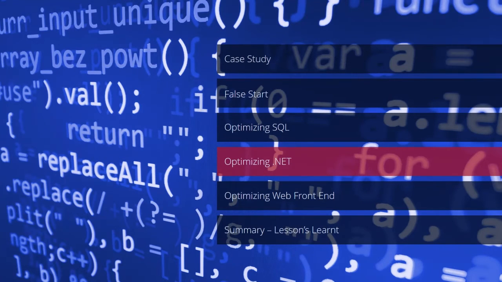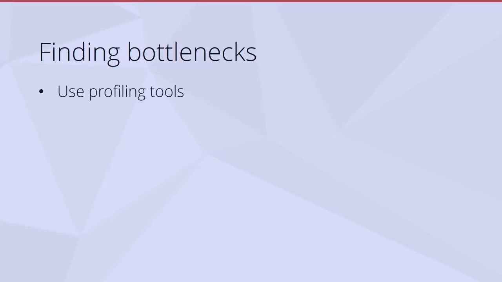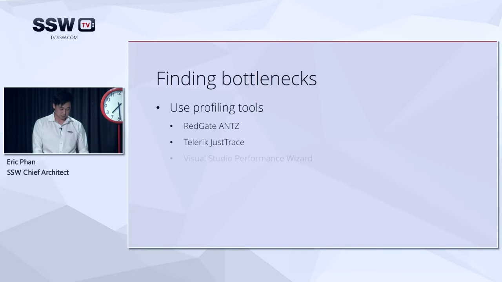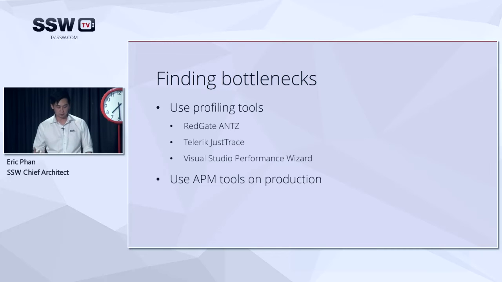Okay, so then we've got the whole .NET side of things to look at as well. So finding bottlenecks in .NET, you've got your profiling tools. Redgate has Ants Profiler, Telerik has JustTrace, Microsoft have their own built-in performance wizard. I tend to prefer these third-party ones simply because there's a nicer user interface and they're really good at surfacing where all the problems are.